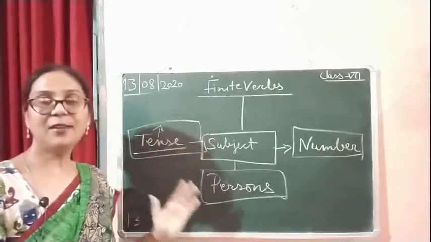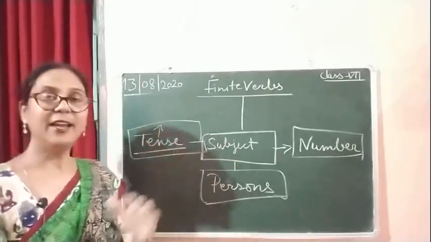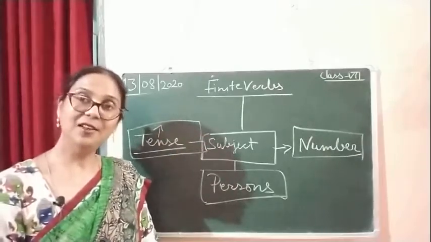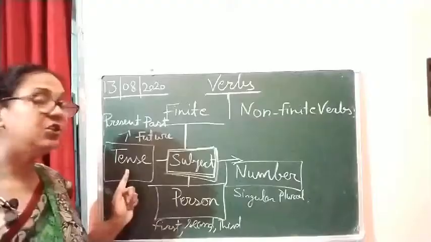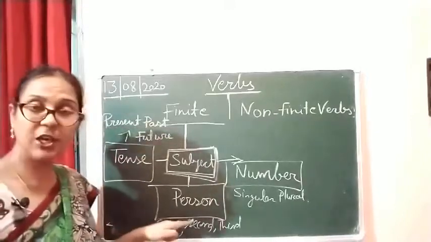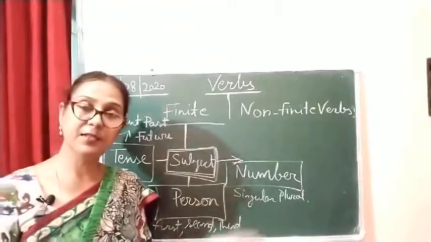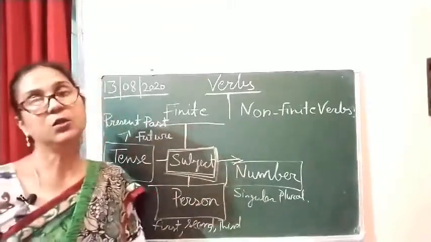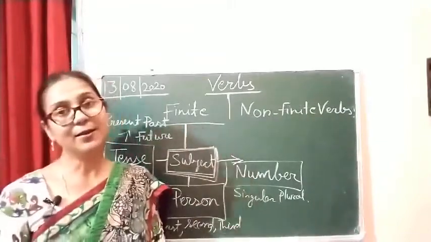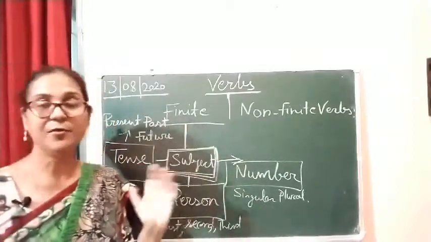So in detail we are going to discuss finite verbs first, then we will study non-finite verbs. The verb changes according to the subject in tenses, it can change in person or it can change in number. If the subject is plural, it will become plural. But it always has a limitation. So this is called a finite verb.